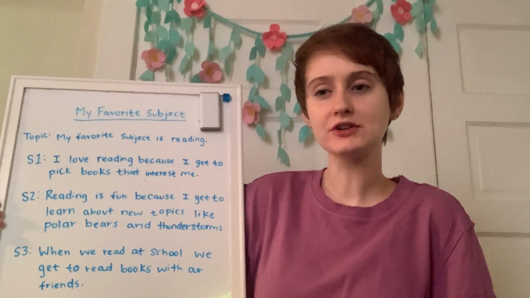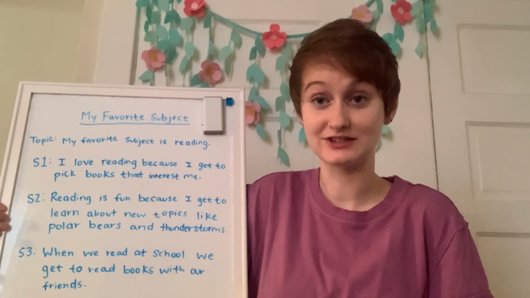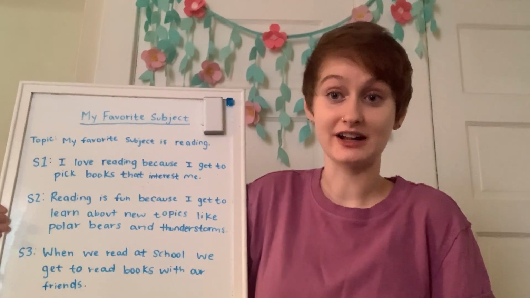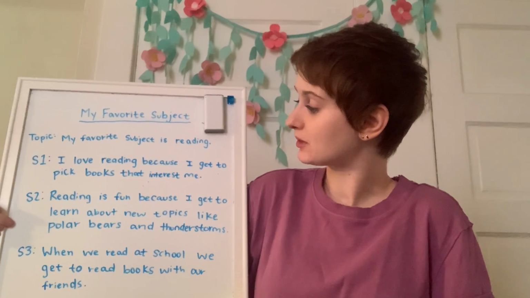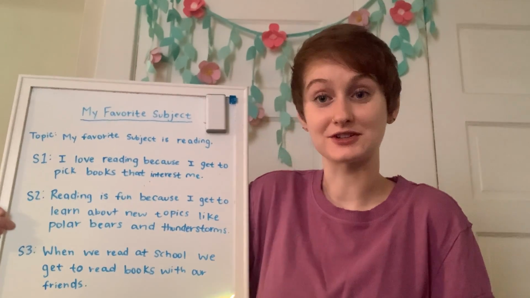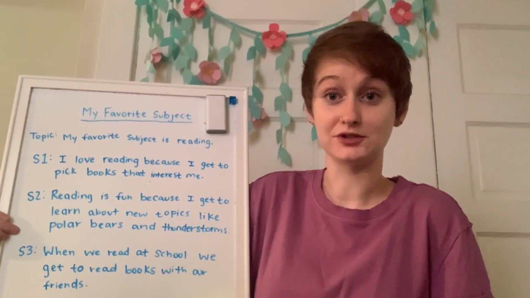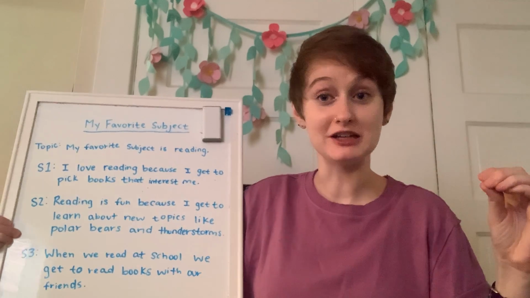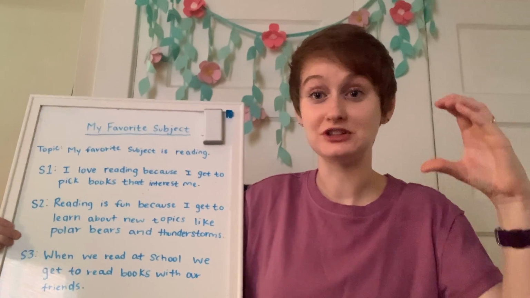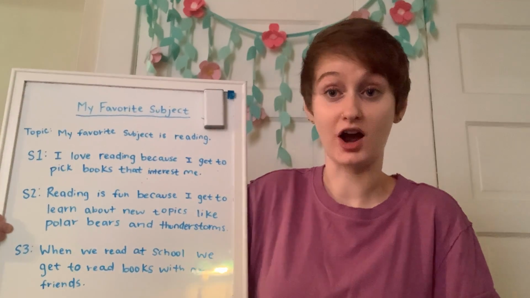I was thinking, what are some other things that I really love about reading? What are some more details that I can write about this topic inside of my paragraph? For my next supporting sentence, I wrote another reason that I like reading. I wrote that reading is fun because I get to learn about new topics like polar bears and thunderstorms. So I gave you some more details about reasons that I love to read. And so that's another piece of meat or another piece of cheese or tomato or whatever you like in your burger that's going to give it those juicy details that we like to give our reader, a lot of good information about our topic.